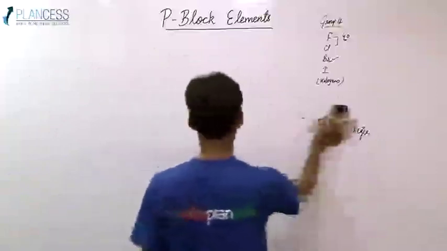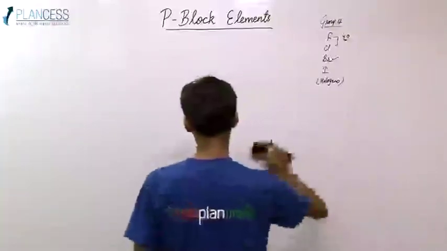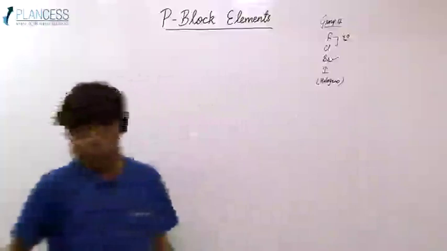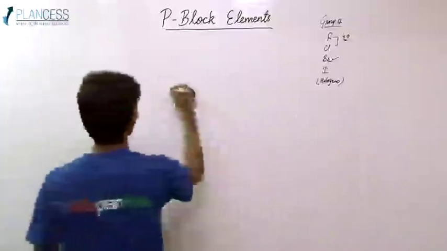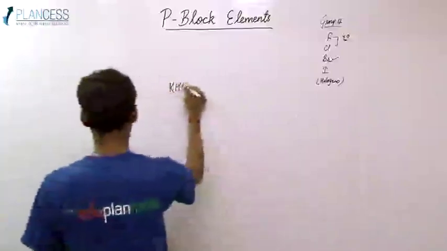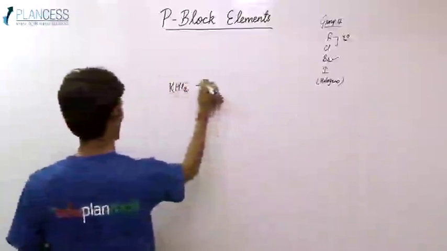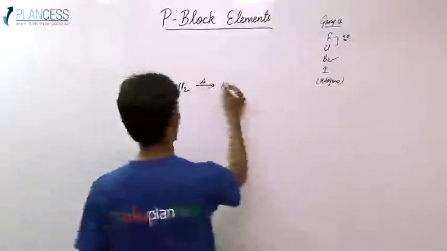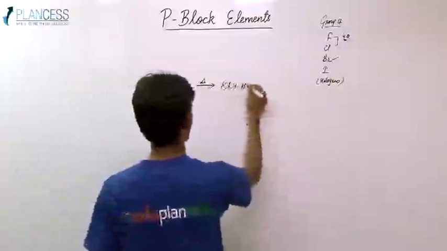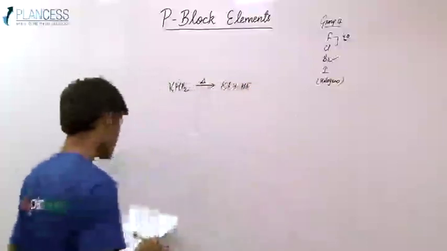Therefore anhydrous HF is obtained by heating dry potassium hydrogen fluoride, that is KHF2. If you heat KHF2 in a copper retort, then it will form KF plus HF. So this is used as a preparation method for HF.